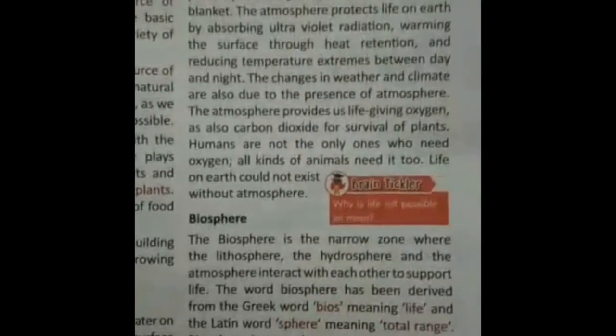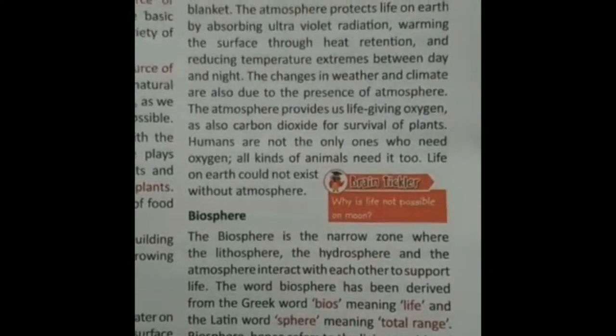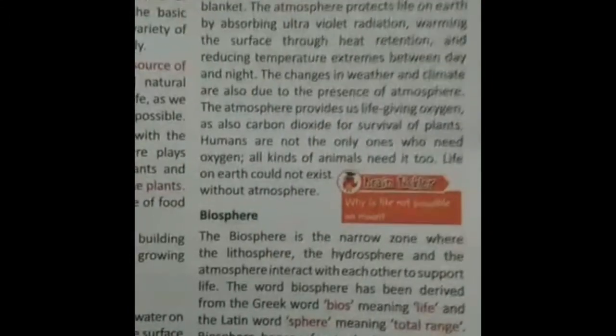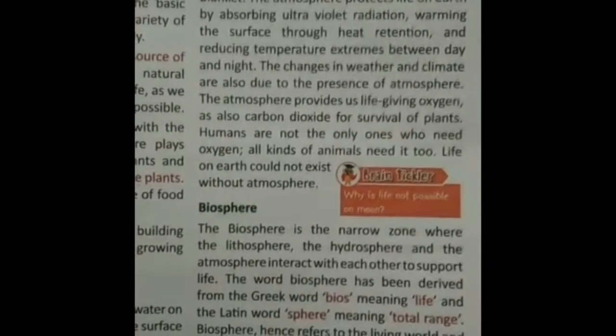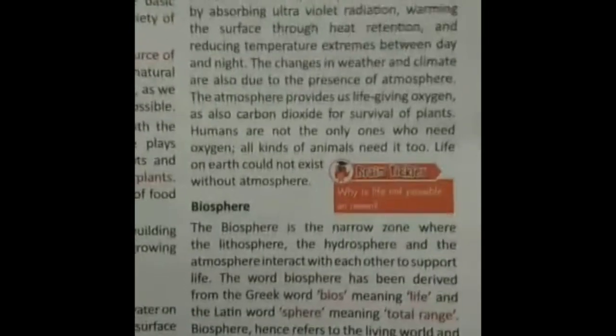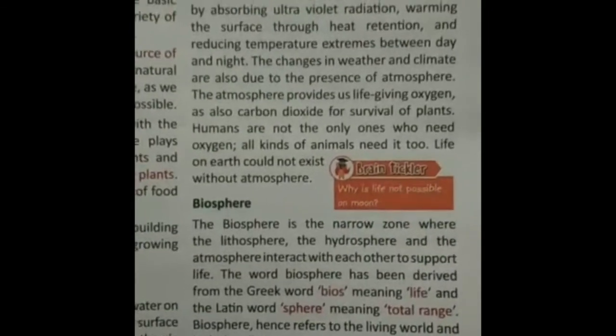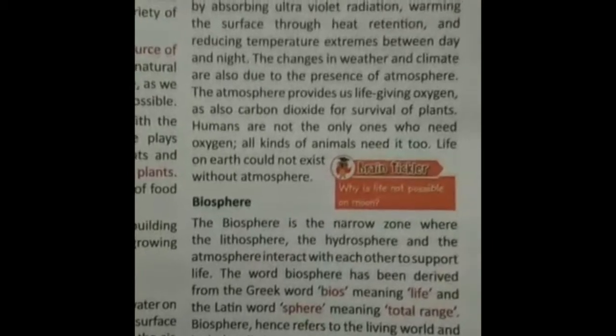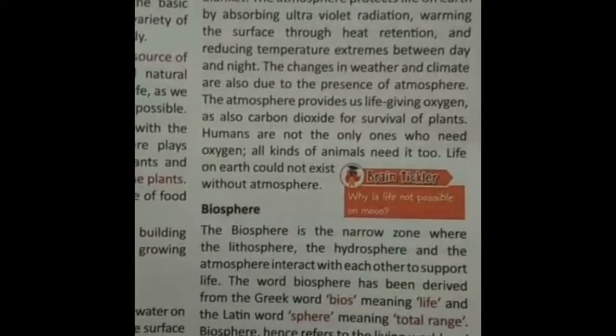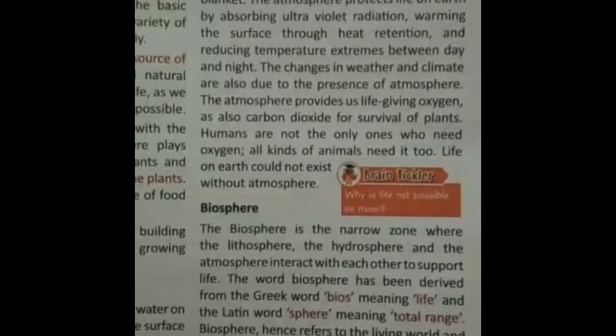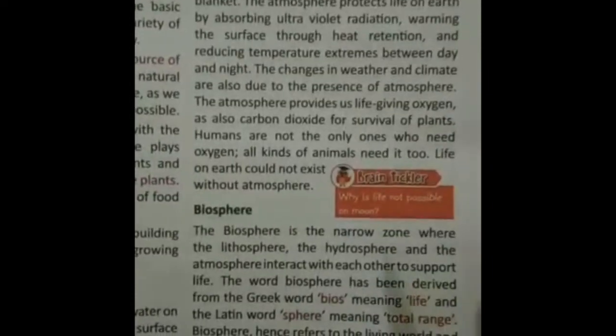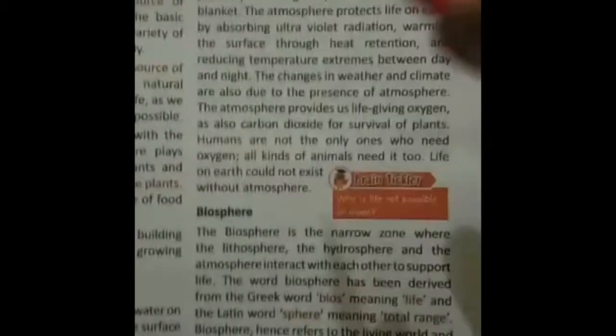In simple language, the air around us is atmosphere. It is this layer which protects us from the ultraviolet rays of the sun. And it is this layer which makes life possible on this earth, because it has got oxygen and carbon dioxide, which is useful for plants. And this layer makes it possible for all living beings to live on this earth.